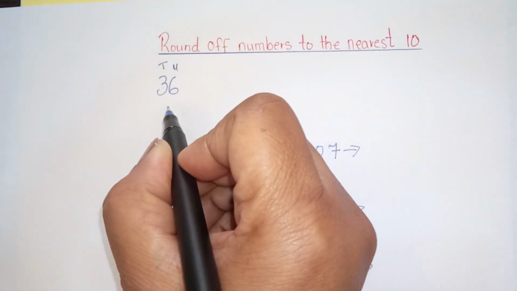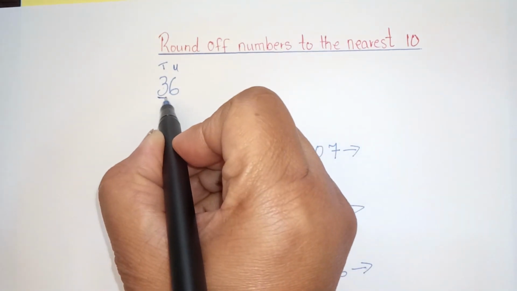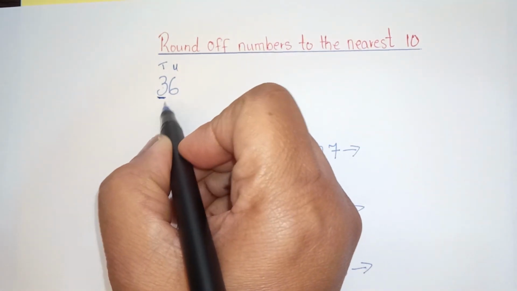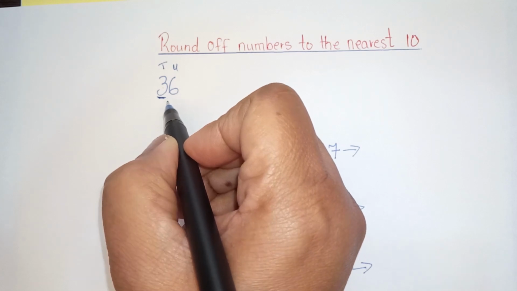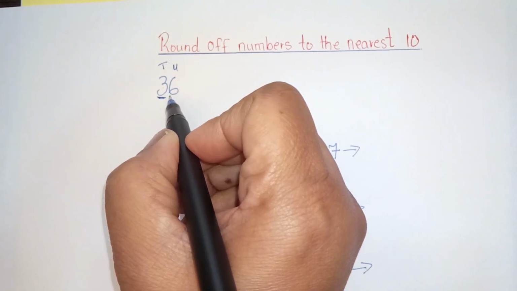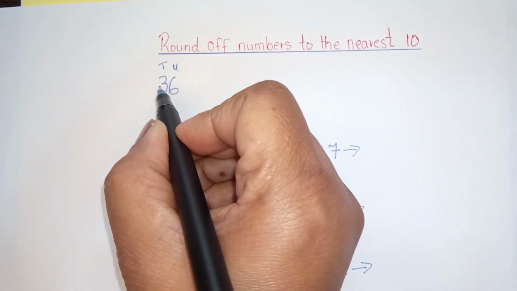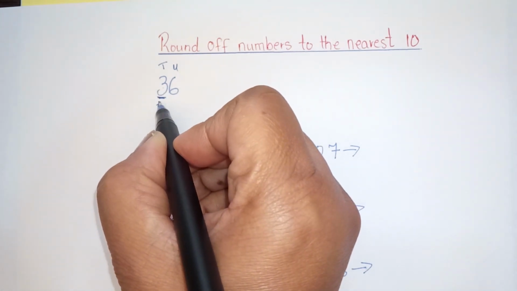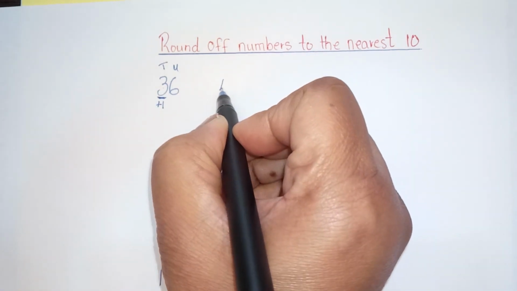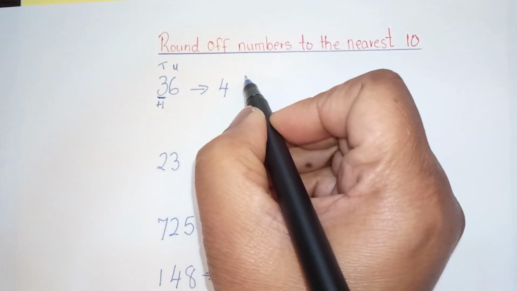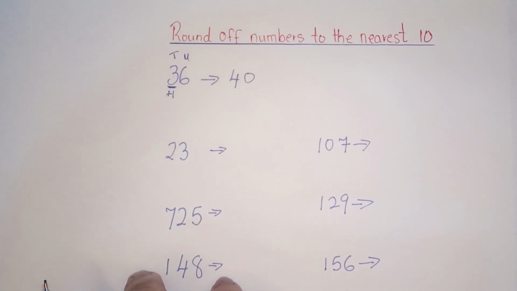First thing is we're going to spot out the tens, which is 3. Then we look at the number next to it, which is 6. This 6 is more than 5. If the number here is 5 or more, it will give 1 to the 3, so we say 3 plus 1, 3 will become 4, and 6 will become 0. Okay, let us do some more examples.